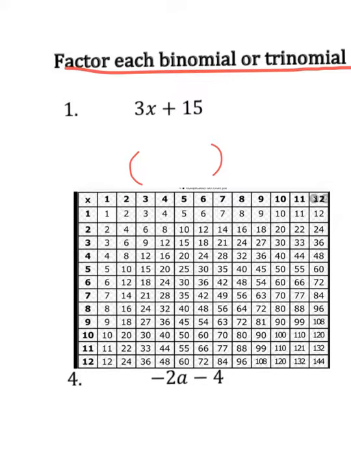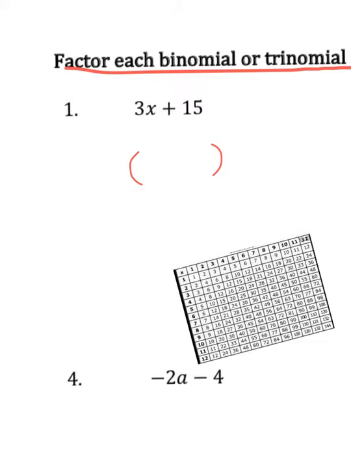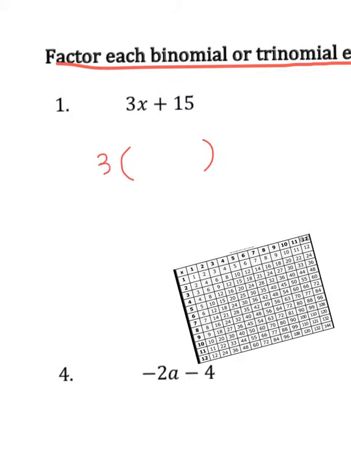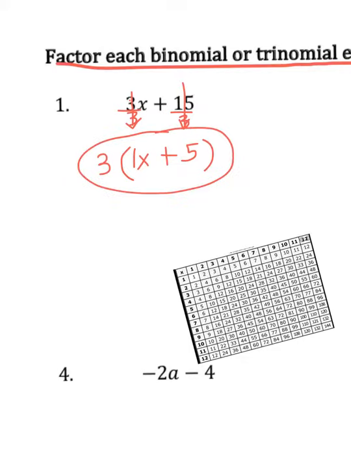Oops. Hold on. Okay, so let's factor out a 3. I gotta get my tools right here. To factor out a 3, we're going to divide out or factor out a 3. 3 divided by 3 is 1x, and 15 divided by 3 is 5, and that's a positive 5. And so this right here would be our factored binomial.